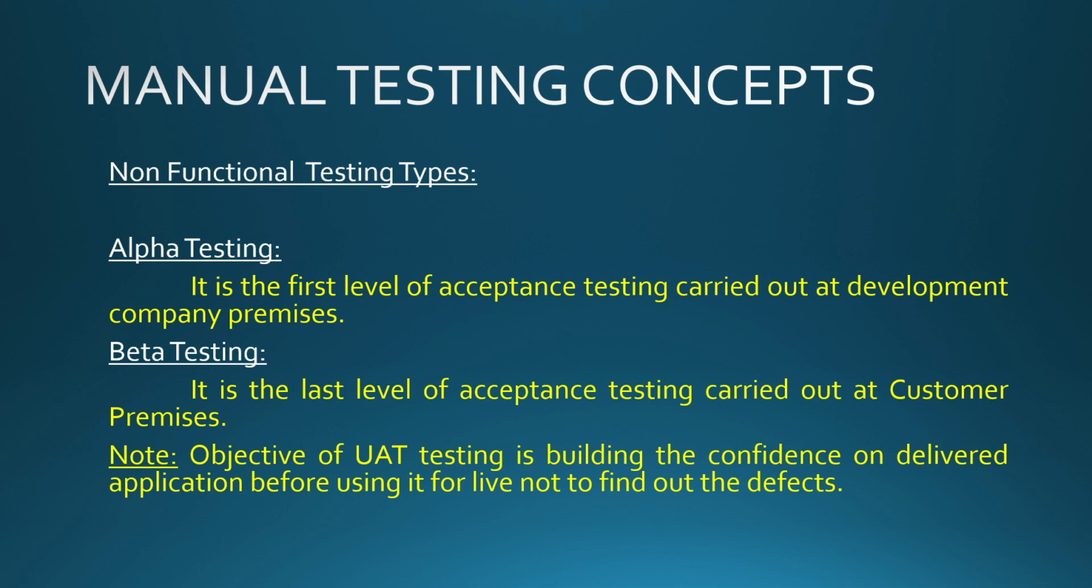Beta testing means it is the last level of acceptance testing carried out at customer premises. The testing carried out at development company premises by the customer is called alpha testing, whereas the testing activity carried out at customer premises is called beta testing. It is the last level.